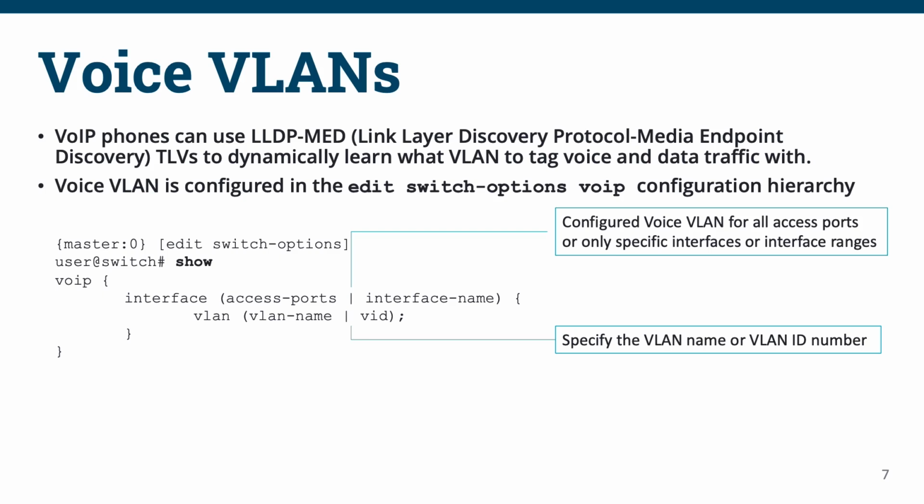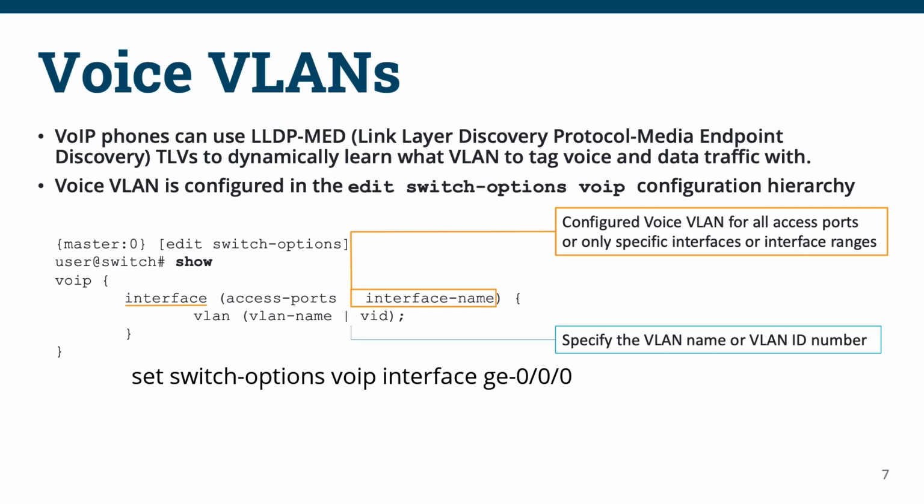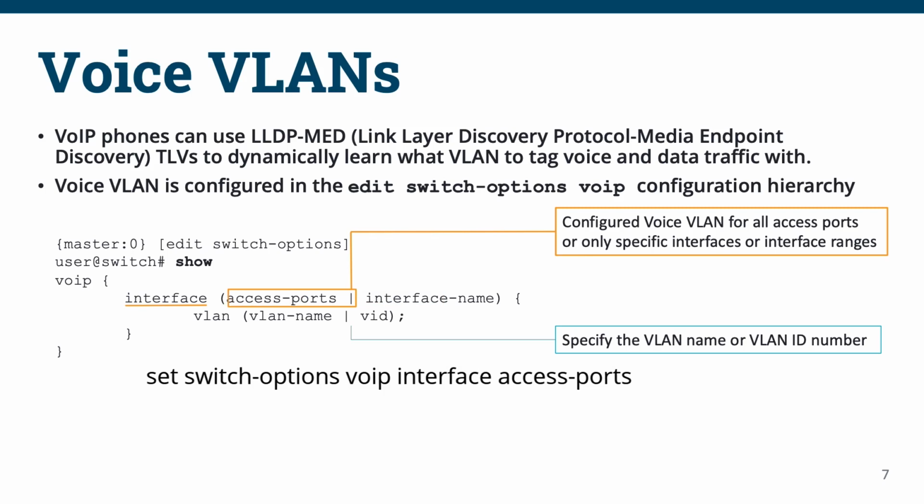When configuring the voice VLAN, we have the option of specifying individual interfaces which should participate in the voice VLAN, or simply configure to have all interfaces configured in interface mode access participate in the voice VLAN. The VLAN ID that the voice VLAN is configured for may be specified using either the VLAN ID or the name of the configured VLAN in the VLAN section of the configuration hierarchy.